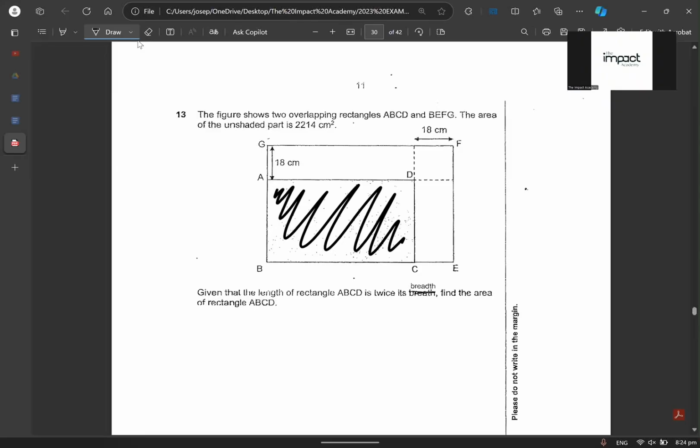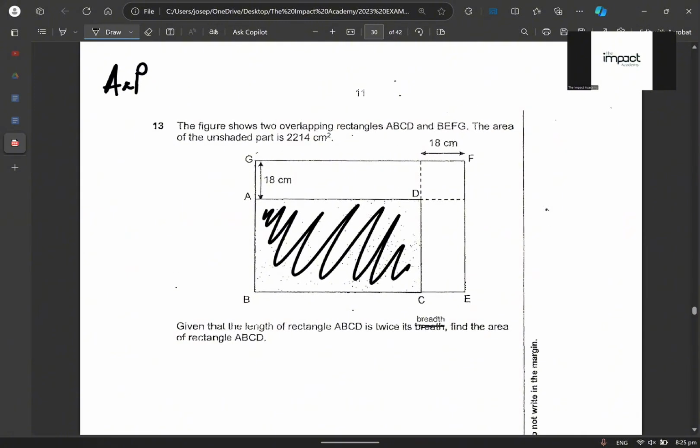Now, in the next question, it says that the figure shows again. Before I even start, I already know this is called area and perimeter. Are you understanding or not understanding? The first thing I want to do is obviously ask myself. The question says: the figure shows 2 overlapping rectangles A, B, C, D, and B, E, F, G. Can you all see where A, B, C, D is? Use your finger to point.